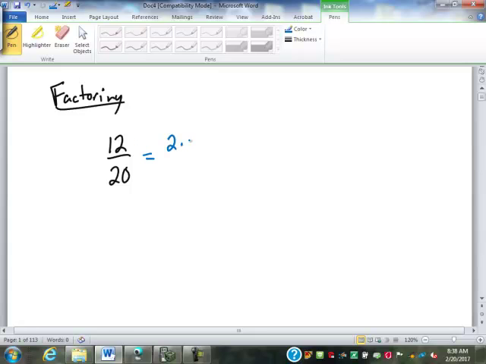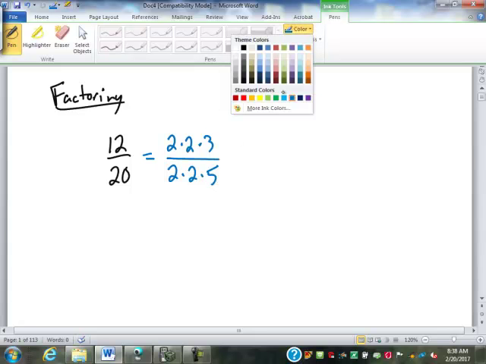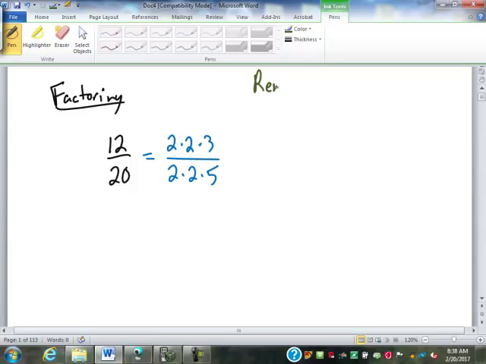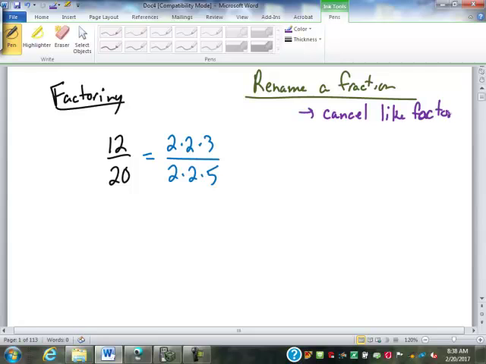12, if we factor it, becomes 2 times 2 times 3. 20, if we factor it, becomes 2 times 2 times 5. When we go to rename a fraction, we have two options. We can either cancel like factors, or we can, I don't want to say add because we're really multiplying, we can put in a new common factor.